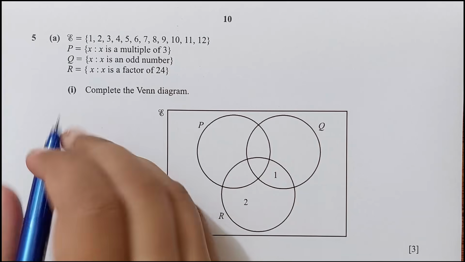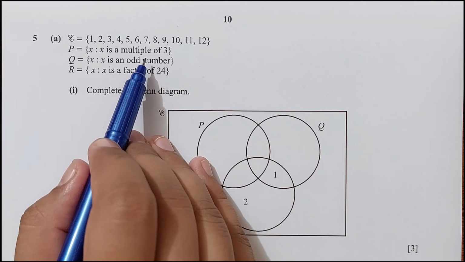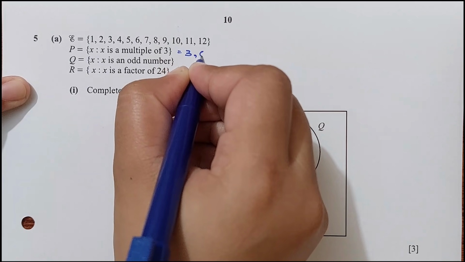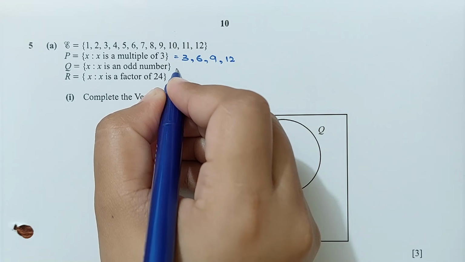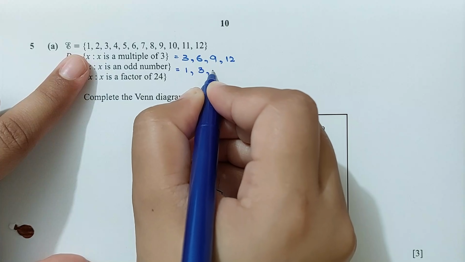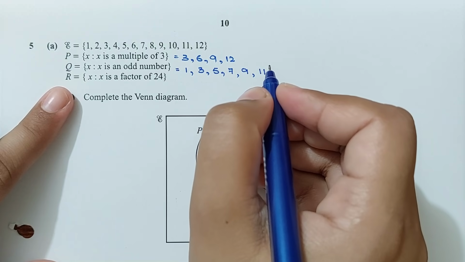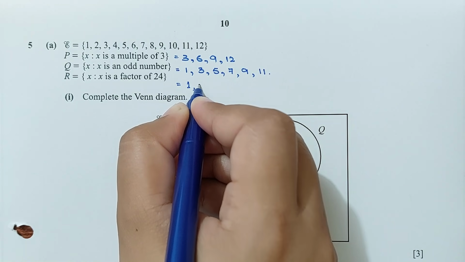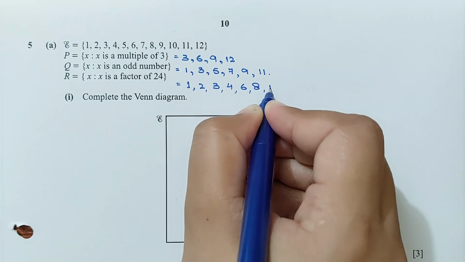Question number 5, part A, we are given the universal set. P is the set of X where X is a multiple of 3. We have to pick the multiples of 3. Multiples of 3 are 3, 6, 9, and 12. This is the set P. The next is set Q, X, where X is an odd number. So the odd numbers are 1, 3, 5, 7, 9, and 11. Right? R, X, where X is a factor of 24. So the factors of 24 are 1, 2, 3, 4, 6, 8, and 12.